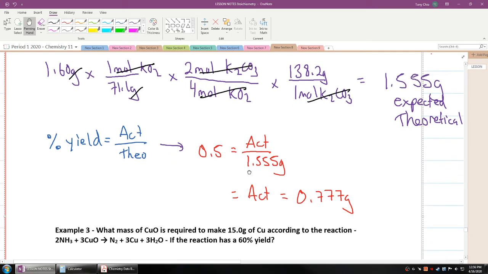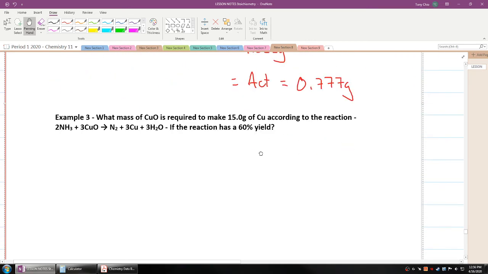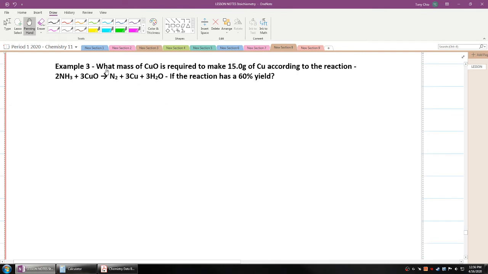So just remember, always in these examples, you could pause the video and try on your own. But if not, I'm going to continue on with these examples. What mass of CuO, copper oxide, so this should be copper 2 oxide, is required to make 15 grams of copper according to the reaction 2NH3 plus 3CuO gives you N2 plus 3Cu plus 3H2O if the reaction has 60% yield. Okay, so I am given 15 grams of copper, and I'm trying to find what mass of CuO, which is a reactant. So I'm converting a product this time to a reactant.